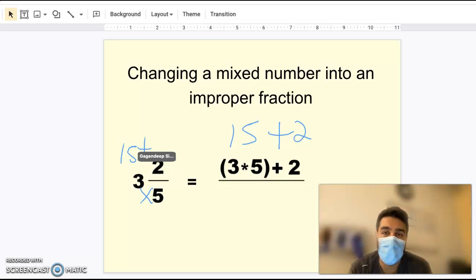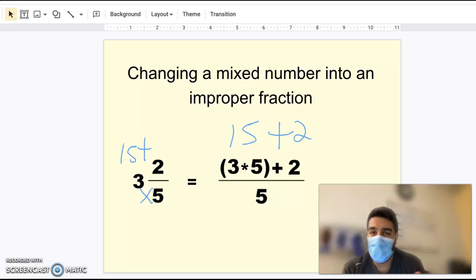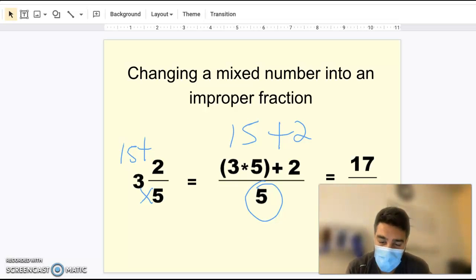And that is going to become our new numerator. And like I said earlier, the denominator is not going to change, so please keep that in mind. Now if we go all the way through, as you can see, this all added up gives you 17. And like we said earlier, the denominator does not change. So 3 2/5 becomes 17 over 5.